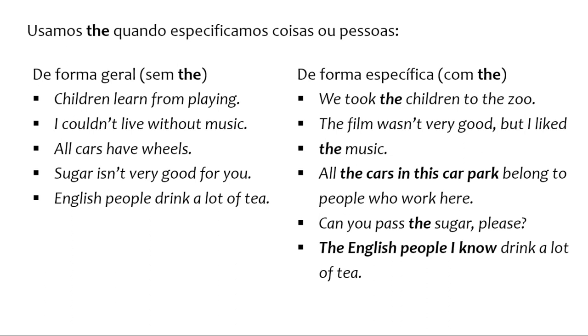Usamos the quando especificamos coisas ou pessoas. De forma geral, sem o the, ó. Children learn from playing. As crianças aprendem brincando. Ó, de forma geral, são as crianças no geral. I couldn't live without music. Eu não poderia viver sem música. A música no geral. All cars have wheels. Todos os carros têm rodas.